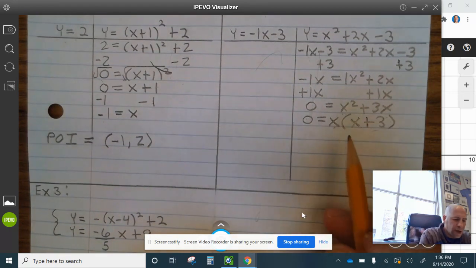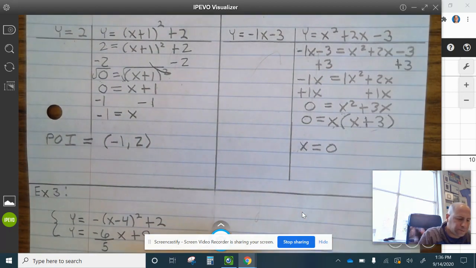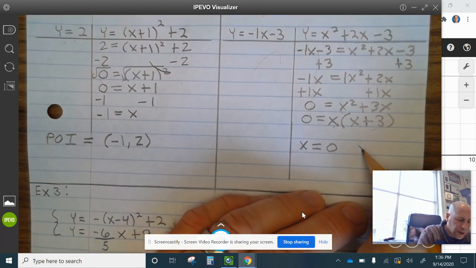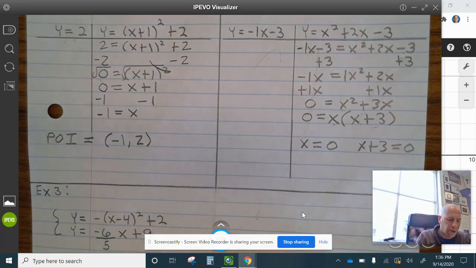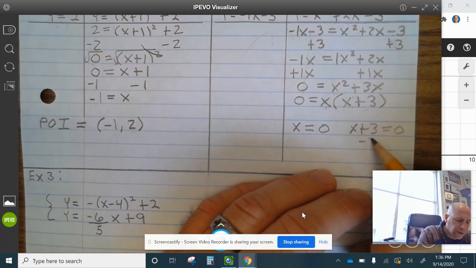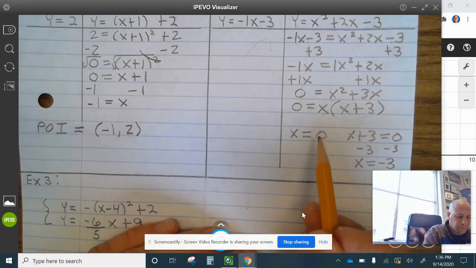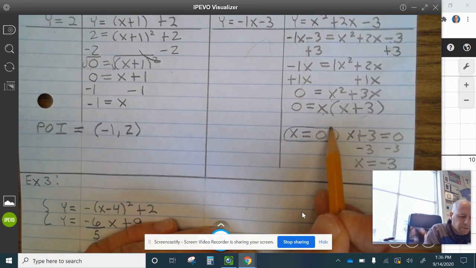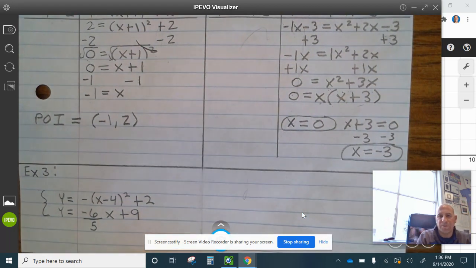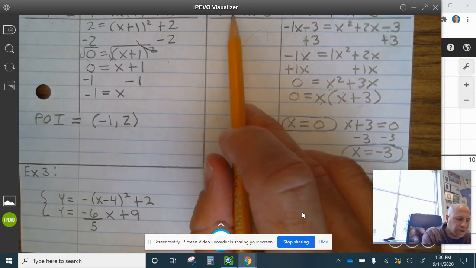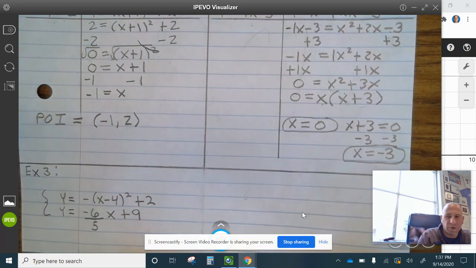All right. Now we set each of these equal to 0. So x equal to 0. x plus 3 equal to 0. Well, x equals 0, that's done. Subtract 3 from both sides, so x equals negative 3. Now we need to find the y value because we need to find the point of intersection. So now we're going to plug 0 into the first equation and find the y, and plug negative 3 into the first equation and find the y.